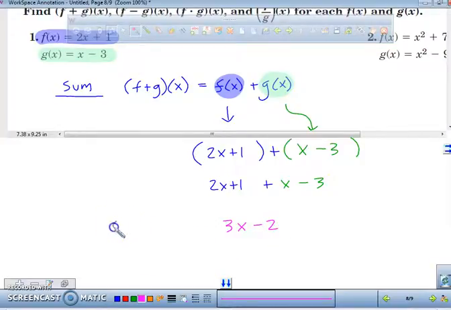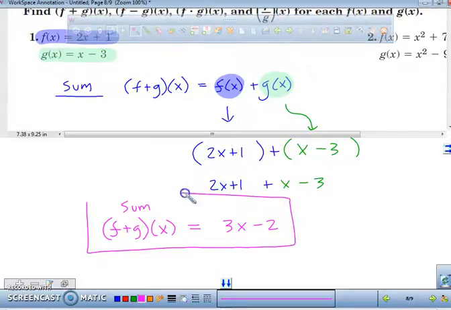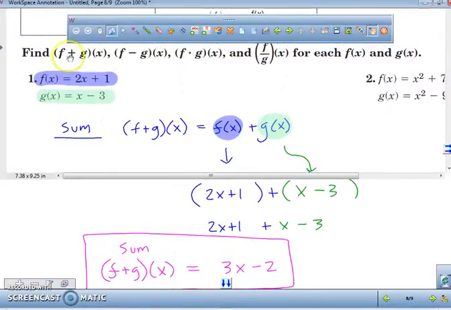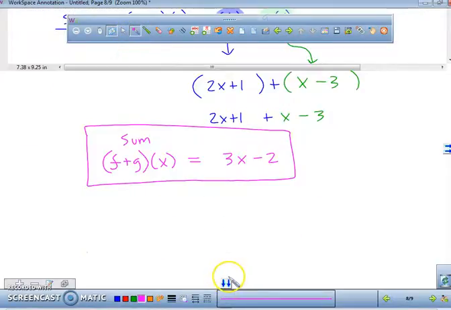So your final answer, everybody, of f plus g of x. What is f plus g of x? What is that equal to? What is the sum? 3x minus 2. That is the sum. That is your first answer to problem number 1. Now, before you get too excited, you're actually going to have 4 answers, okay? You just did the first one, f plus g of x. As I scroll down.